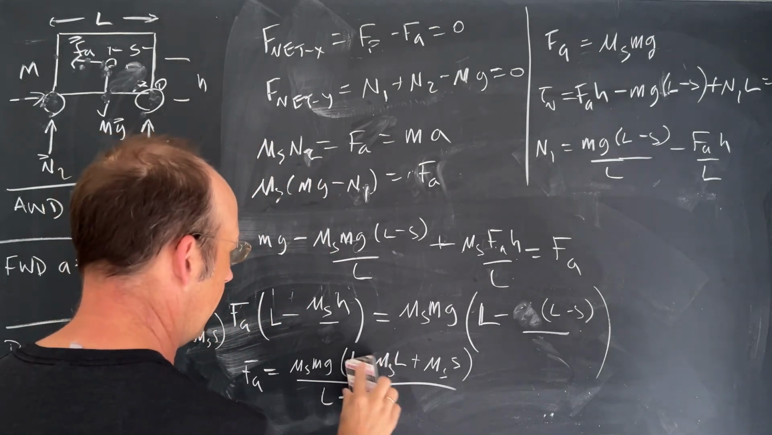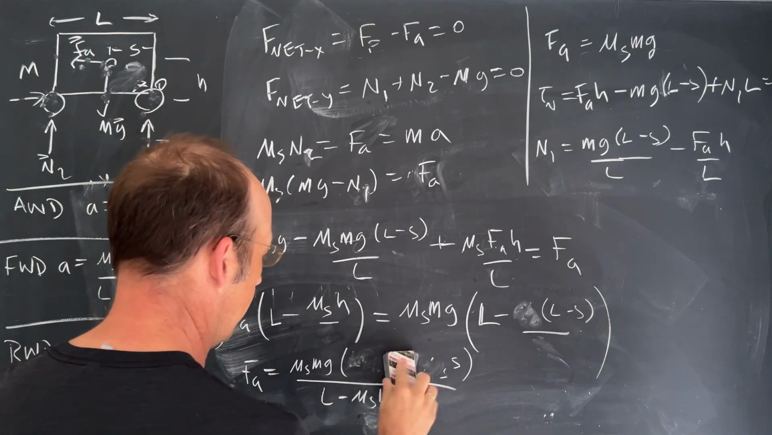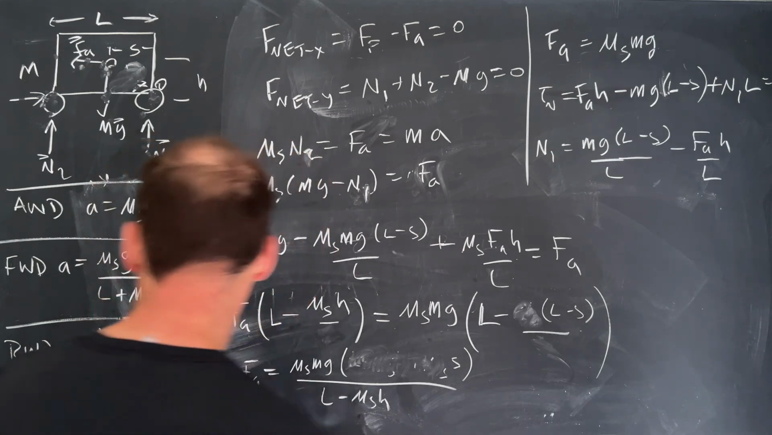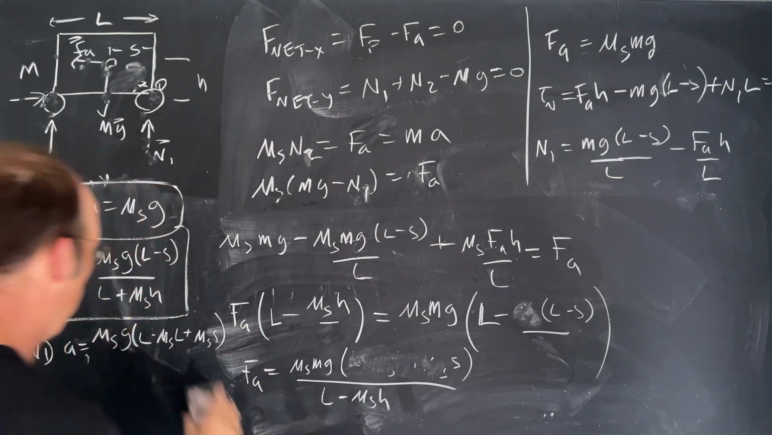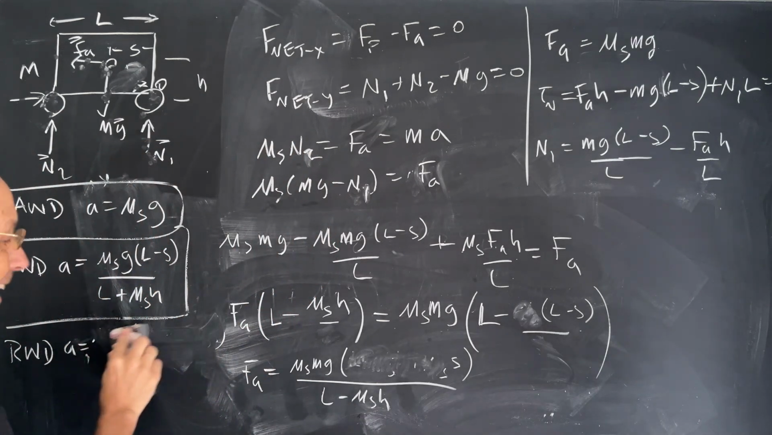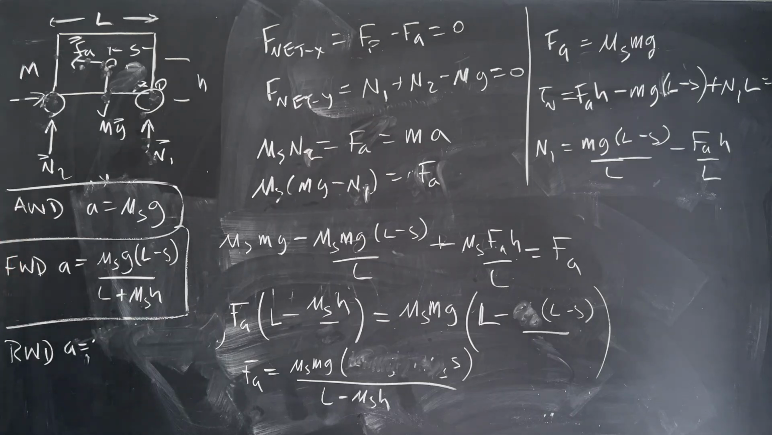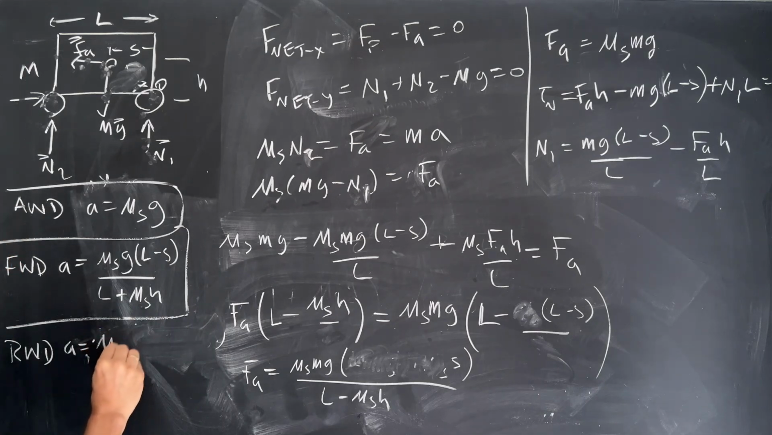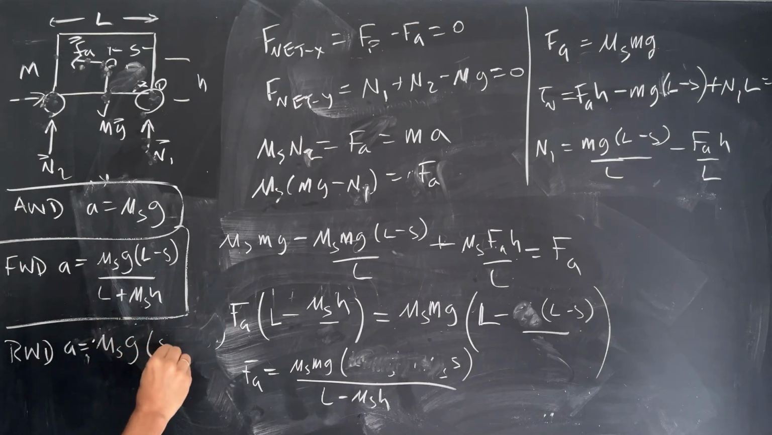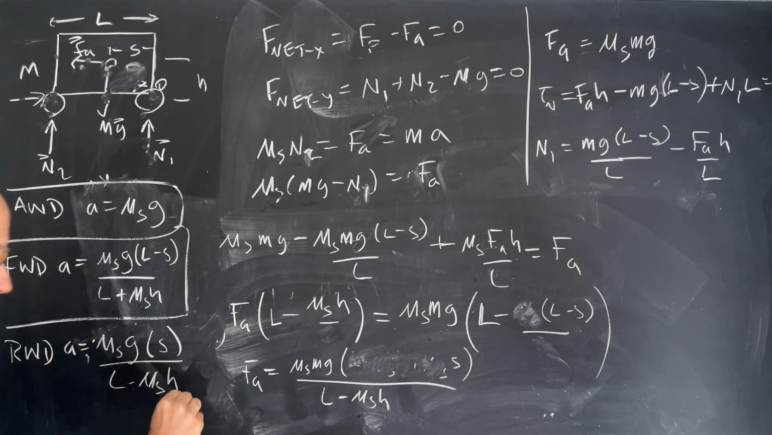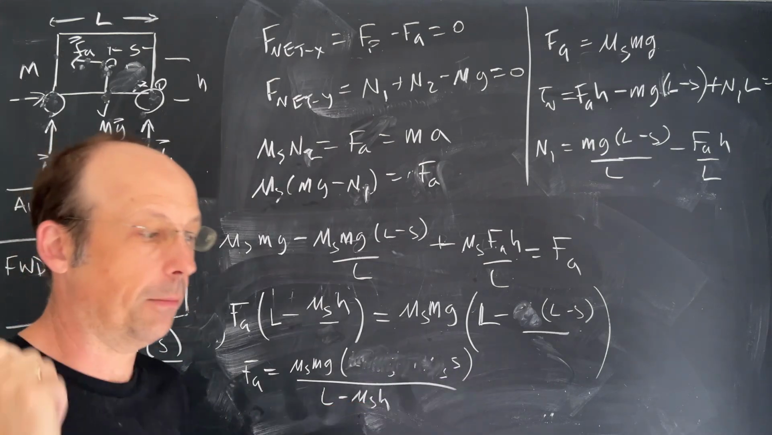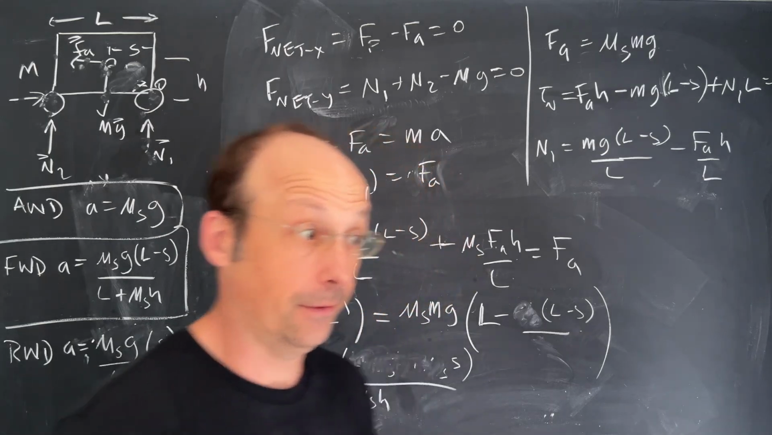So now these l's cancel, and that mu s isn't there, so I just get s. That's what I had before, which may be wrong, but you get the idea, right? It's the idea that really matters. So I have mu s g times s over L minus mu s h. That's what I got before. Okay, so I think it's right.